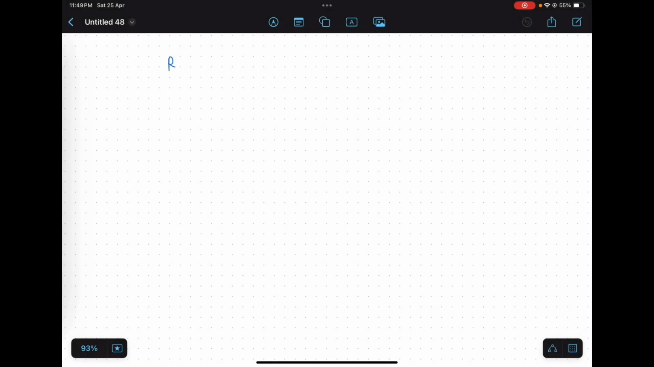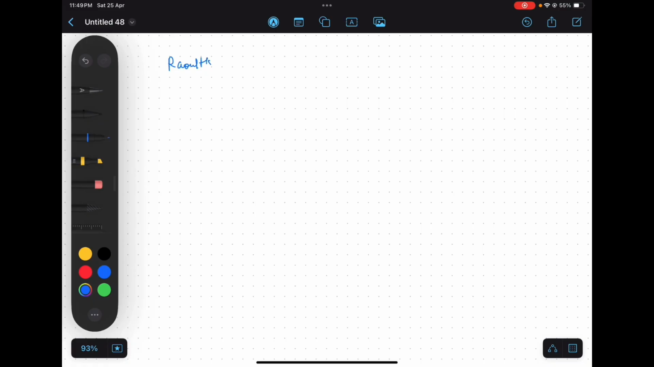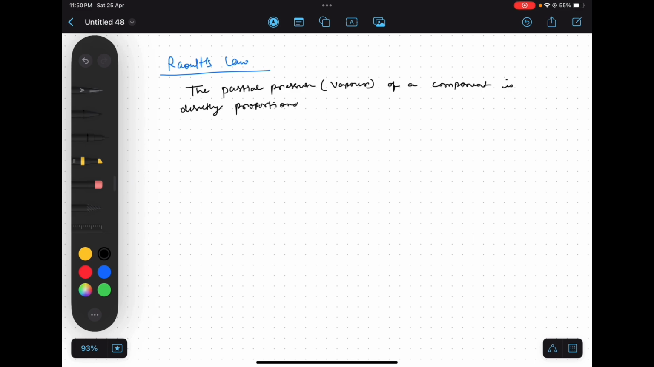So now our topic is Raoult's law. In Raoult's law, what we study is that the partial pressure, basically partial vapor pressure, of a component is directly proportional to the mole fraction of that component in liquid phase.